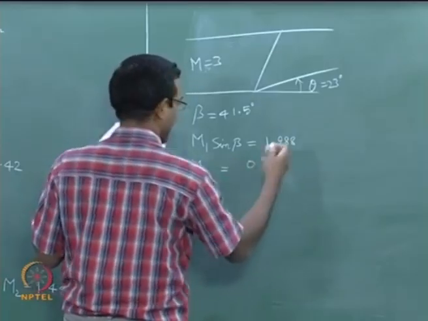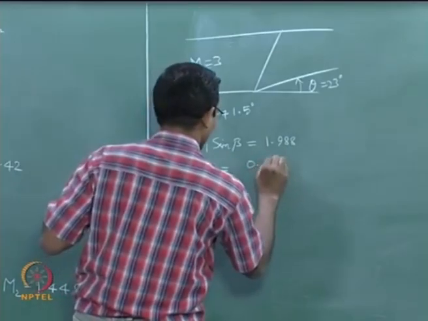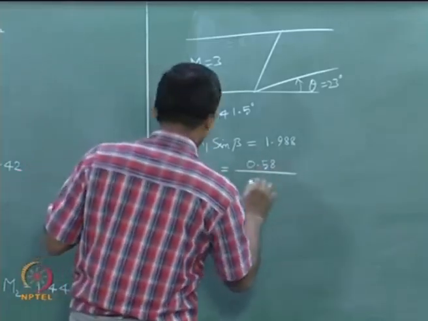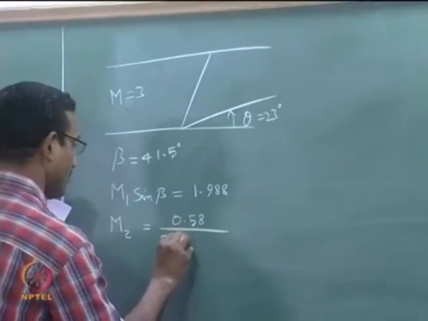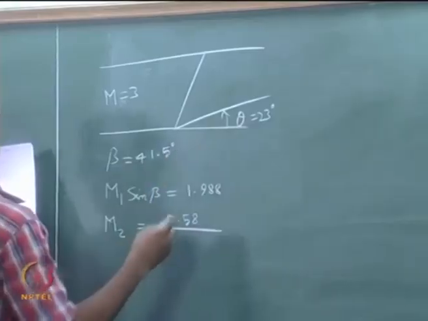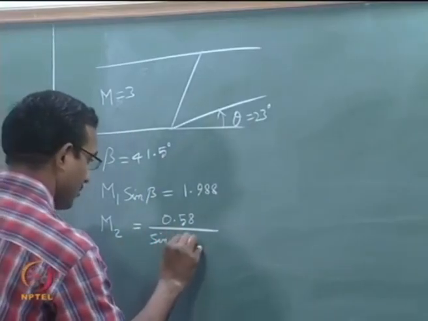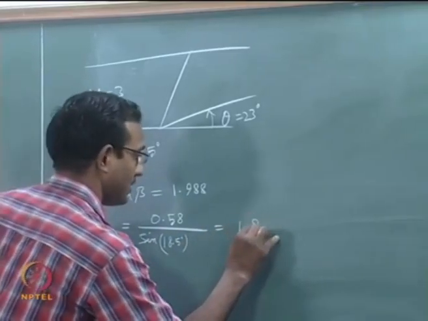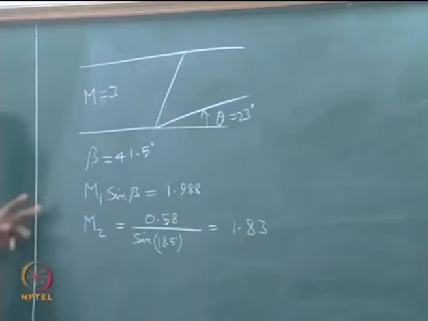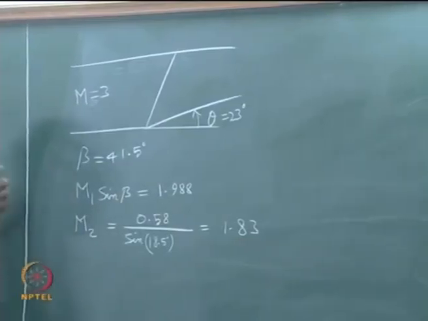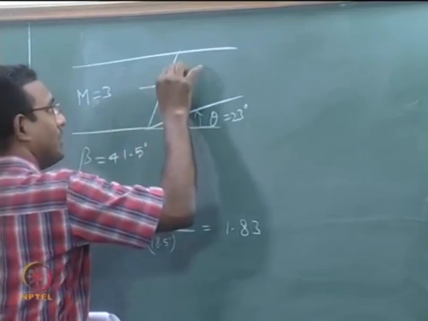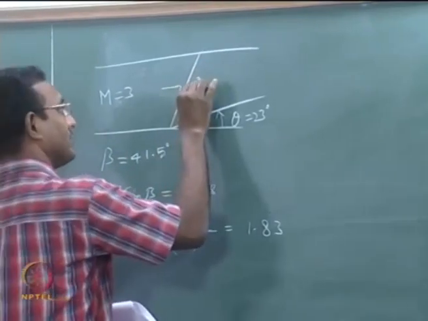M2 is going to be, I am cutting short some steps here, M2 is going to be 0.58, this is your M2 normal divided by sine of 41 minus 23, okay, that is 18.5 degrees here, and this number is 1.83. Okay. Of course, I could also calculate P2, T2, P0 2, everything, but let us say I want to avoid all that. Okay. I just want to see what will happen. The flow from here has now turned with a Mach number of 1.83.